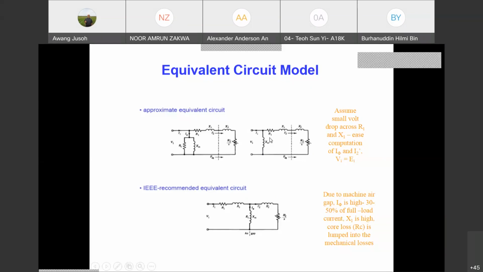You have to add them as vectors. You cannot just add the numbers. You see the vector, they have angle and amplitude. You have to add the vectors together. It's a complex number. So I1 equals IM plus I2. This one is simple for us. But in the IEEE circuit, if you want to find I2, you need to do a current divider, or maybe you need to get the total impedance first, and then you can find I1.